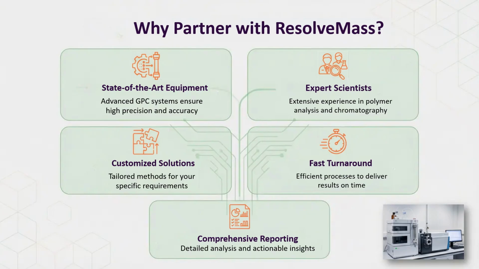High-quality GPC analysis depends heavily on instrument precision, calibration integrity, and scientific expertise. State-of-the-art systems ensure reproducibility, but it's the experience of analytical scientists that ensures meaningful interpretation. We focus not just on generating chromatograms, but on translating data into actionable insights. For example, if molecular weight drift is observed between batches, we help identify whether the issue is due to polymerization kinetics, degradation, or processing conditions, enabling real corrective actions.